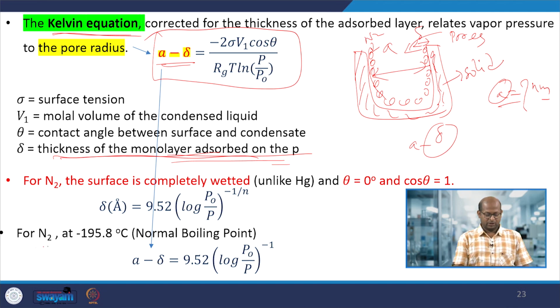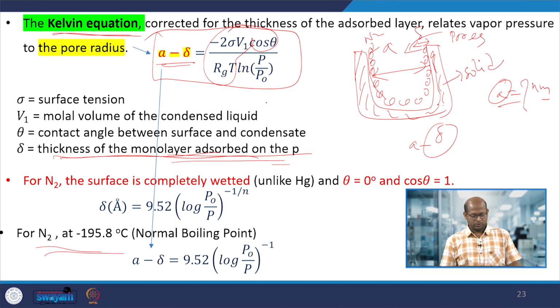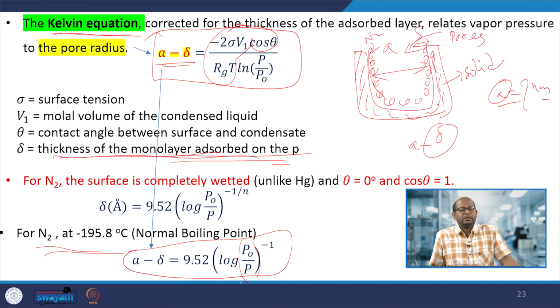So, for liquid nitrogen, here by simplification, all components: molar volumes of the condensed liquids, contact angles between surface and condensates, and surface tension of liquid nitrogen. After simplification, putting all these components, we get this simplified equation. Here P naught by P we can easily get from the BET experiments. Then we put that value in the relative pressure, and then we can easily find out A.